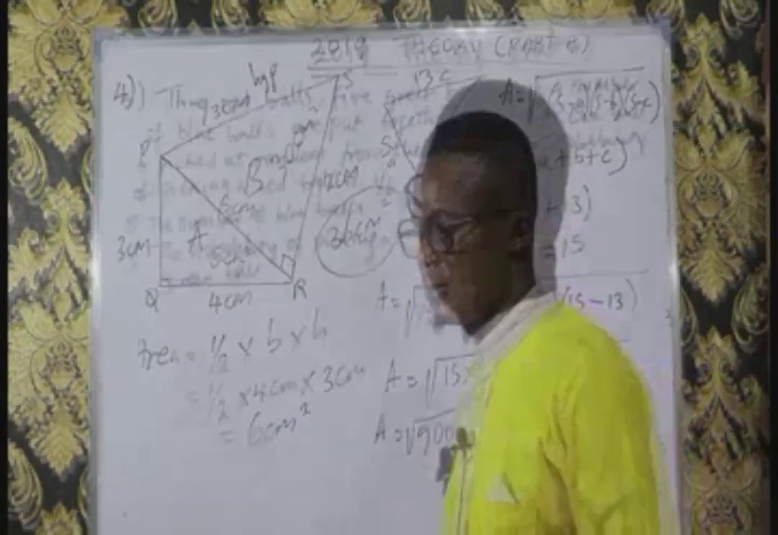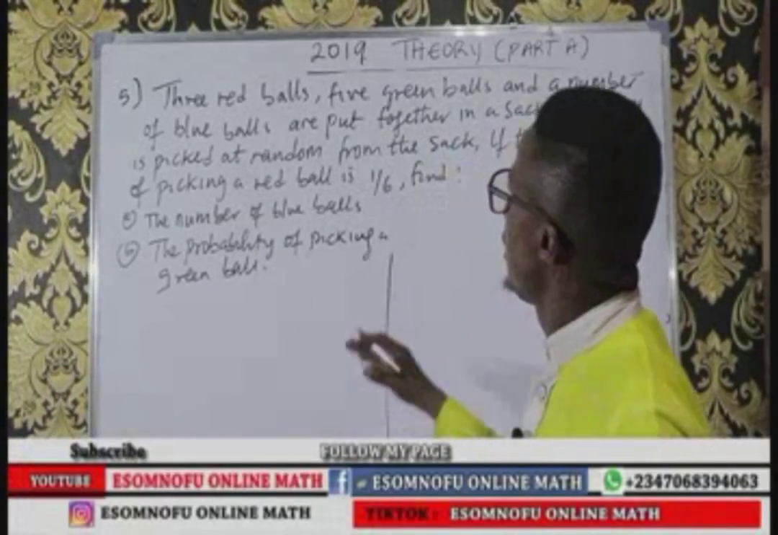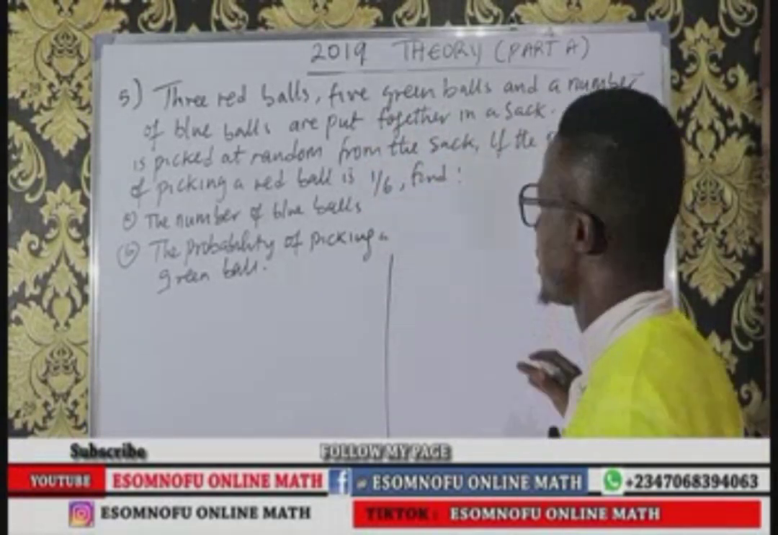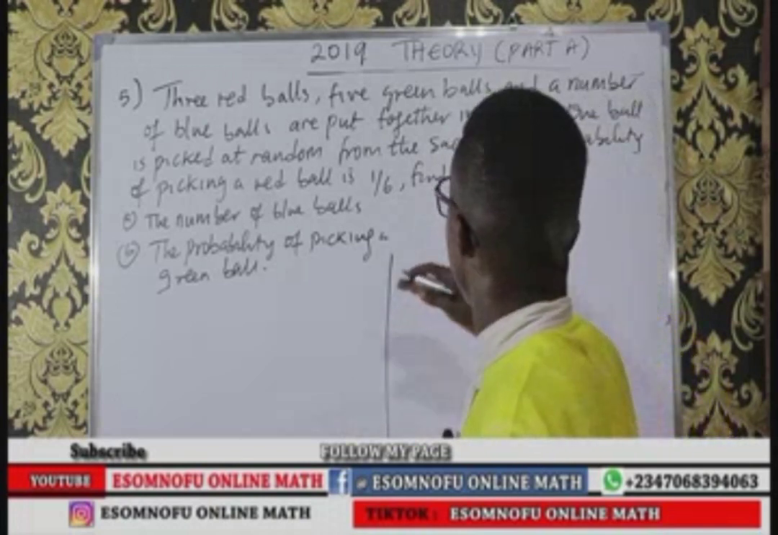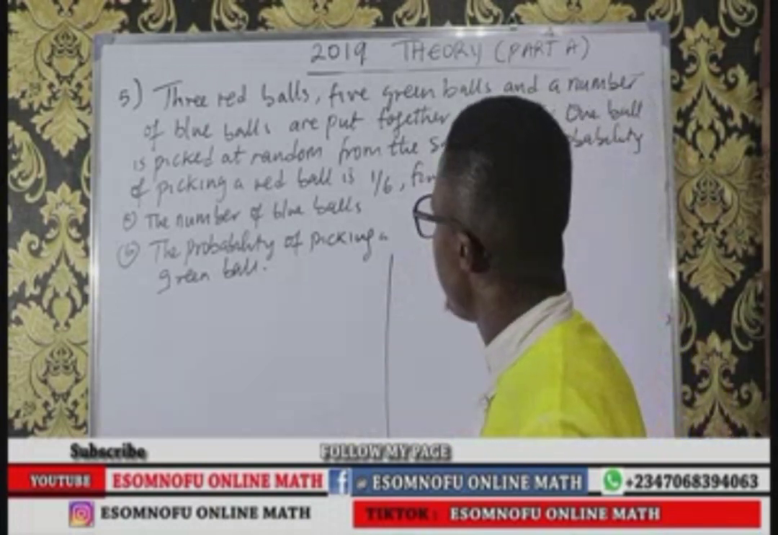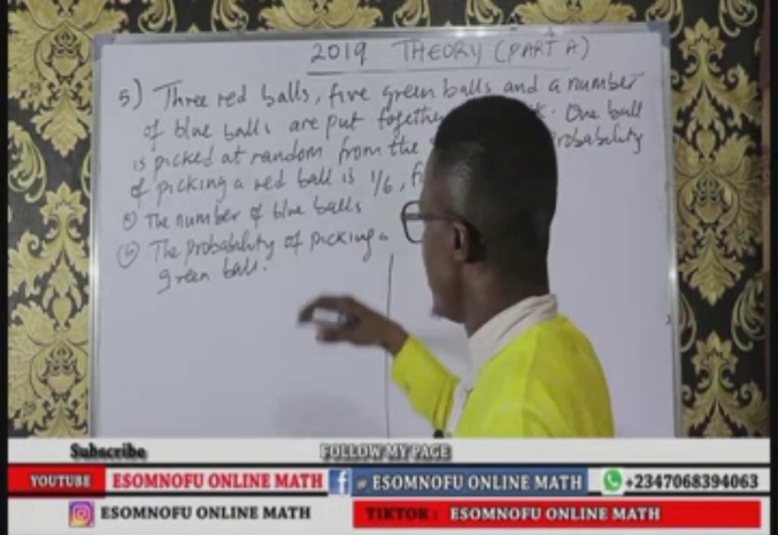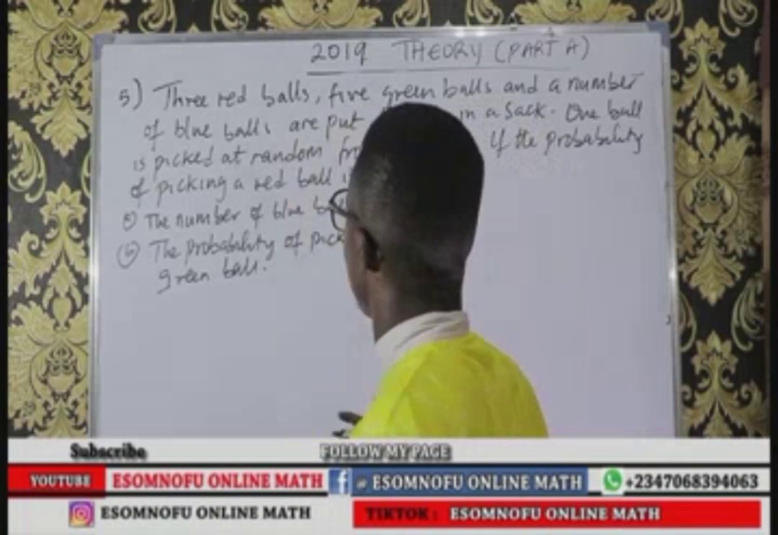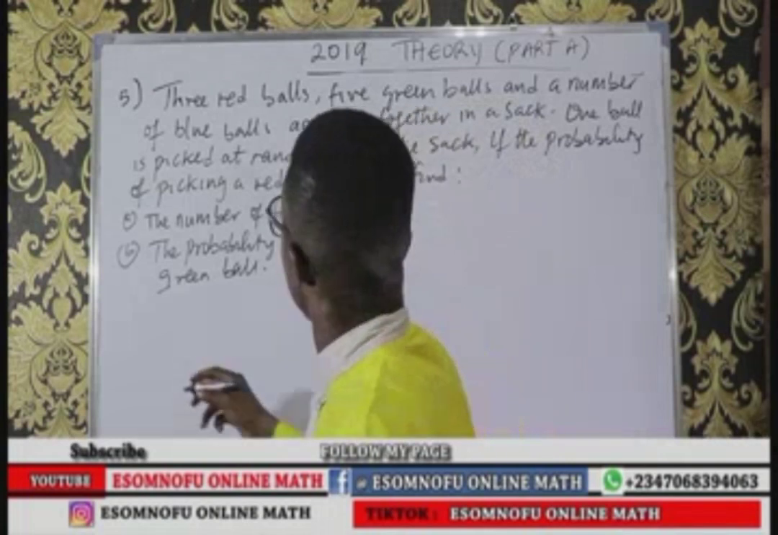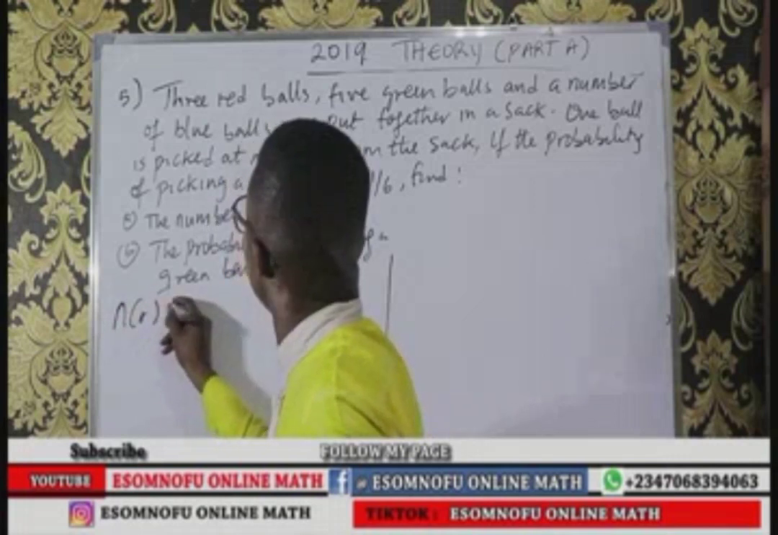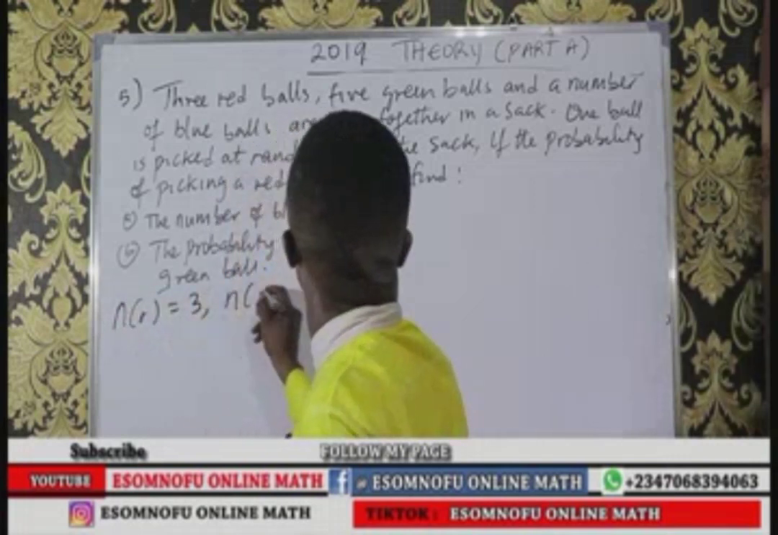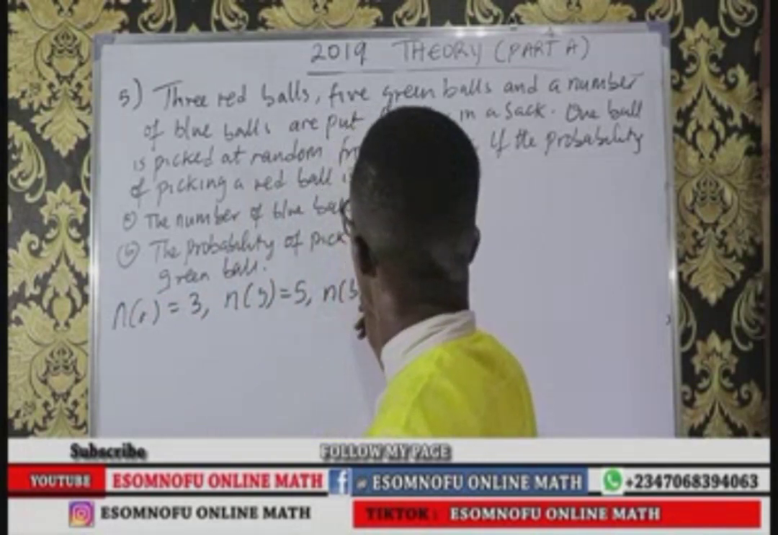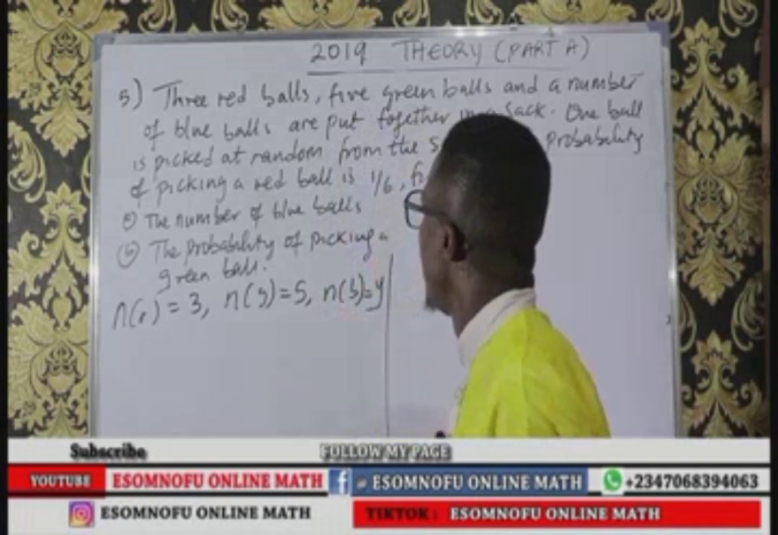Let's take another one. In the fifth question, 3 red balls, 5 green balls, and some blue balls are put together in a sack. One ball is picked at random from the sack. If the probability of picking a red ball is 1/6, find the number of blue balls. First of all, the total number of balls we don't know. We know that the number of red balls is equal to 3, the number of green balls is equal to 5, and the number of blue balls we don't know, so we can let it be equal to y.